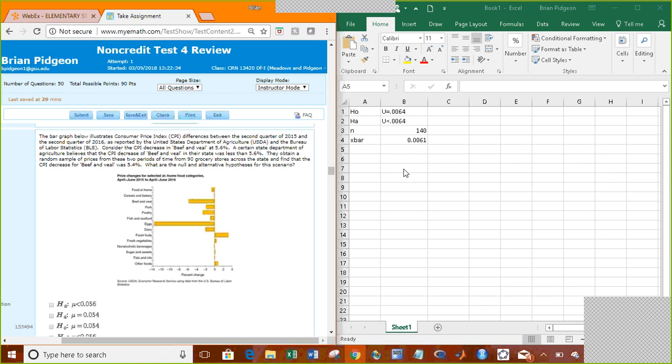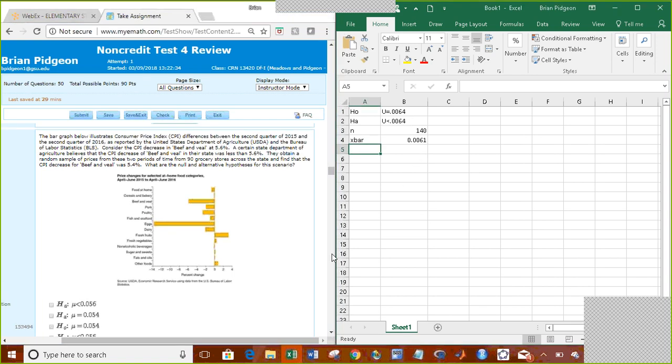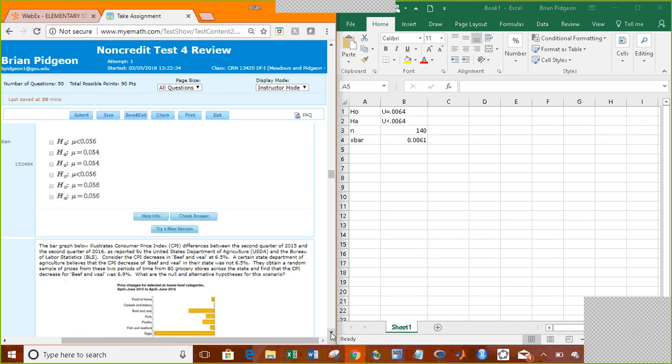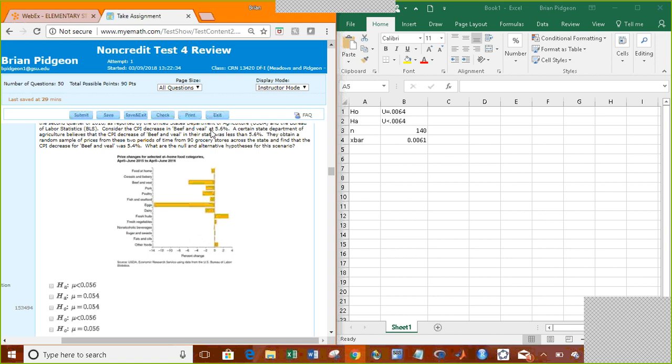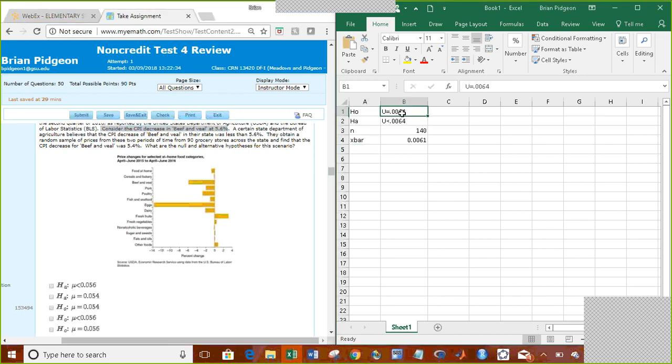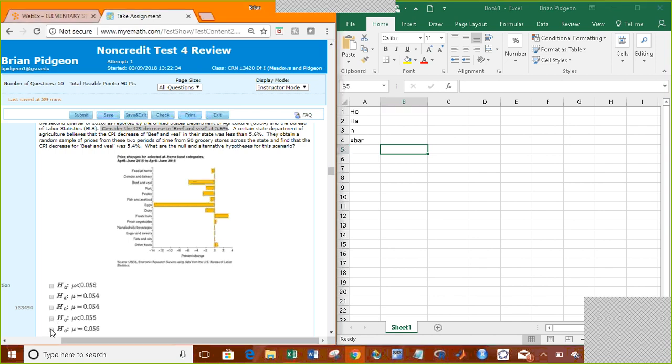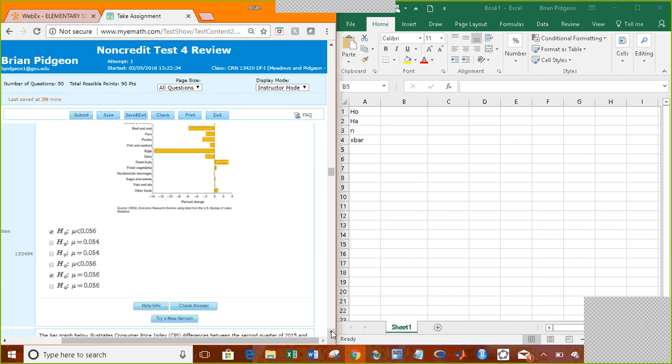Okay. So in this case, what do I have to do with this one? Just a hypothesis. Alright. So, they believe the null hypothesis here is consider the CPI decrease in beef at 5.6%. So now, our null hypothesis is that mu is equal to 0.056, and then our alternative would be mu less than 0.056.